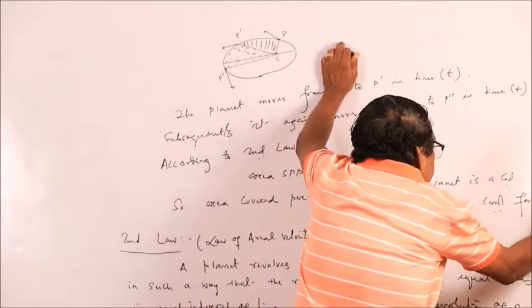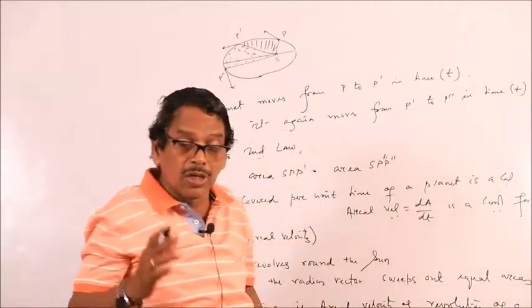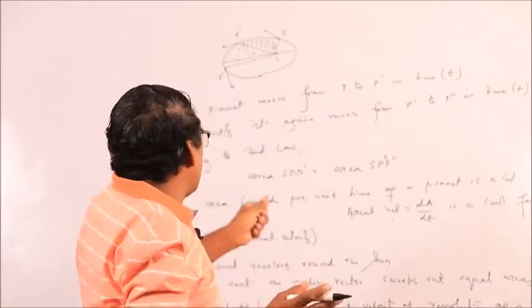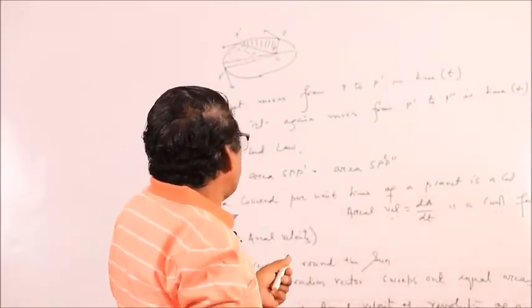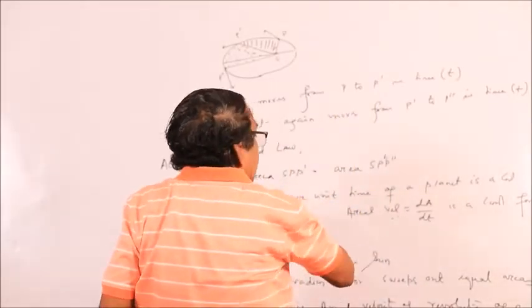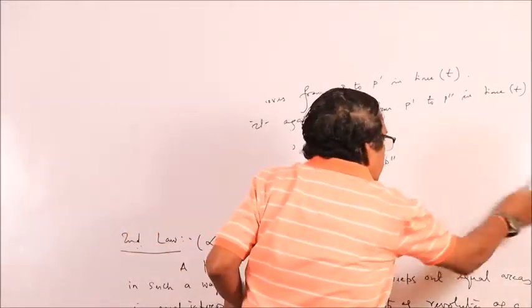This is important. Aerial velocity is a constant, not a universal constant. Aerial velocity of a planet is a constant. For different planets it is different, but for a planet it is a constant. So, area covered per unit time of a planet is a constant, that is aerial velocity dA by dt is a constant for a planet. So, this is about Kepler's second law of planetary motion.